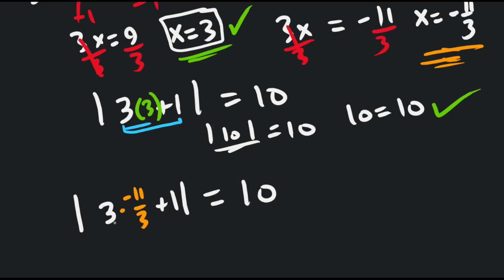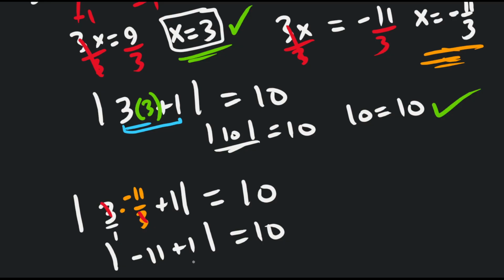And you could see right here, we're multiplying these two fractions, 3 over 1 times negative 11 over 3. The 3 in the numerator and denominator cancel out, so we are left with negative 11 over 1, which is just negative 11. So negative 11 plus 1, the absolute value of that equals 10.